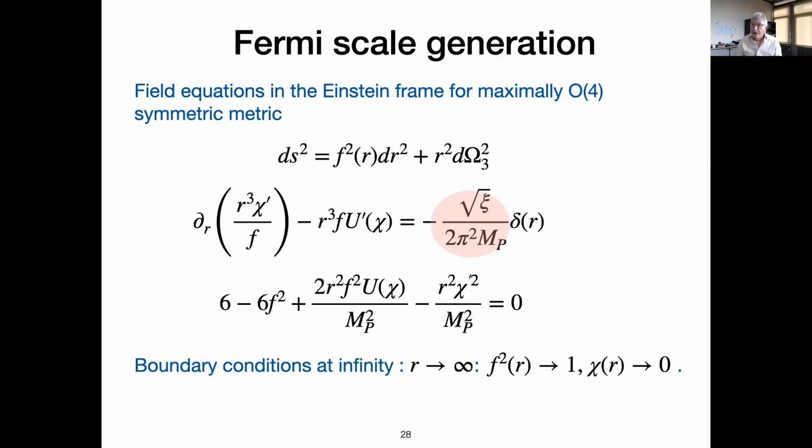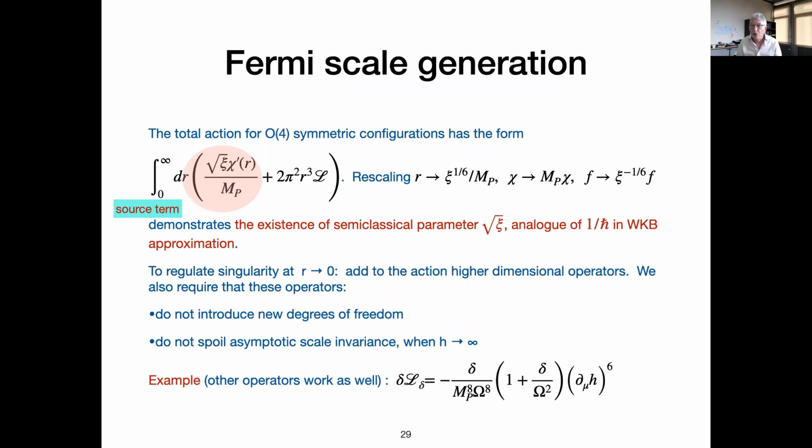Okay. After I sell all that, everything else is really technical details. So what you do, you say, okay, let me look for O4 symmetric metric. Take O4 symmetric metric. This is a new term which appears in the equation of motion for the scalar field. You impose appropriate boundary conditions. You ask yourself whether you got a semi-classical parameter in your action. So this is your total action, which contains the source term and everything else.